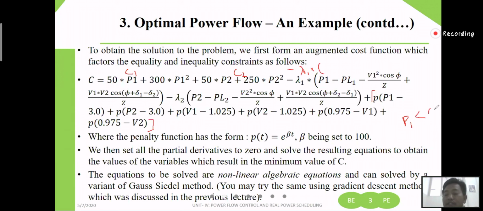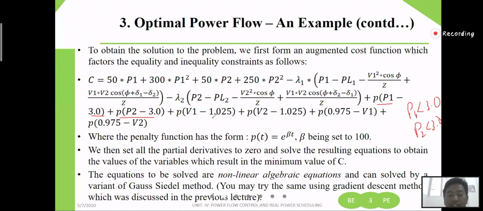So the penalty function P into P1 minus 3, because it has been written that P1 and P2 should be at most 3 per unit. So when you bring it to the left-hand side, it will become minus 3 less than 0. So we have introduced the penalty function for generator 1, then for generator 2 we have introduced this. Again, it has also been given that there is a voltage limit, minimum and maximum.